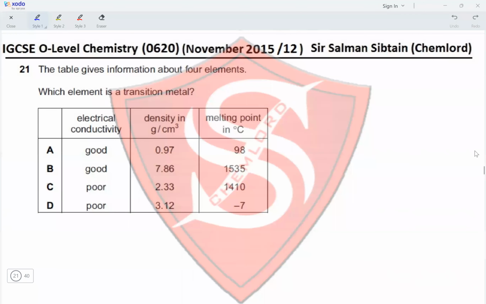Hi guys, this is IGCSE O-Level Chemistry, paper 12, November 2015, question 21. The table gives information about four elements. Which element is a transition metal?